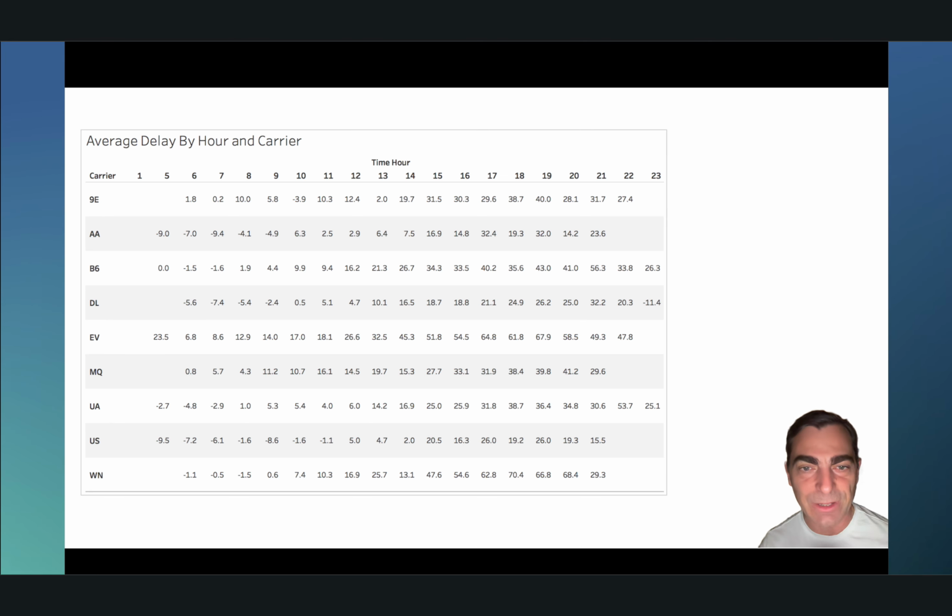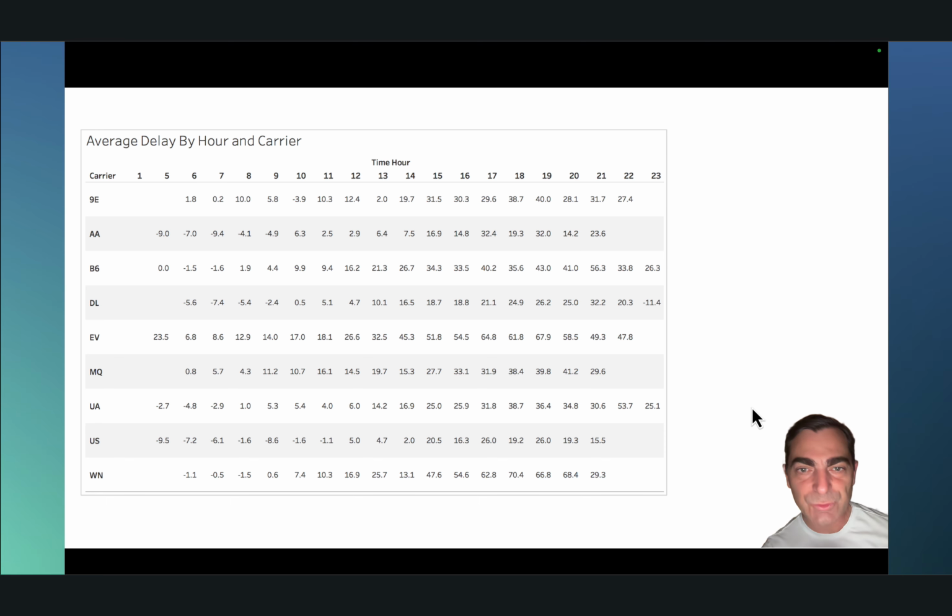So let me give you an example. I really like to give this example to express this idea in a more tangible way. What you see in this table is information about a number of airlines. In every row, you have one airline, and in every column, you have one hour of the day. And the numbers inside the table are the typical amount of delay, or the average amount of delay, that airline has at that time of the day.